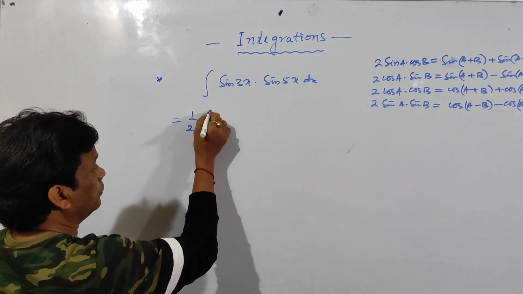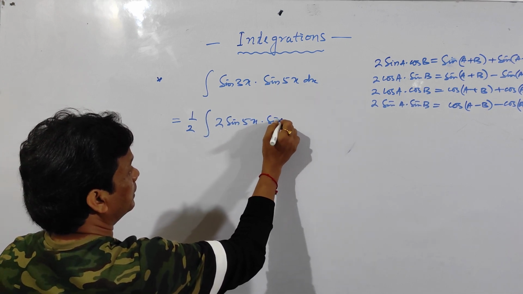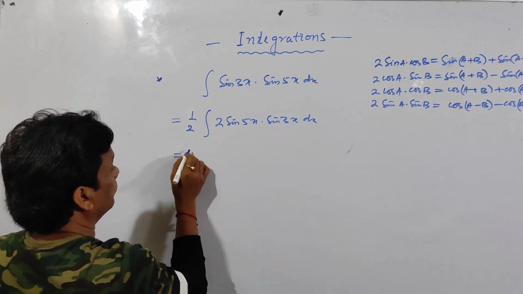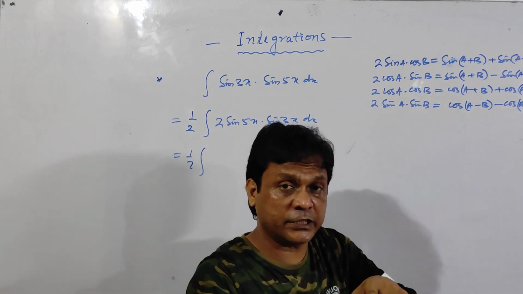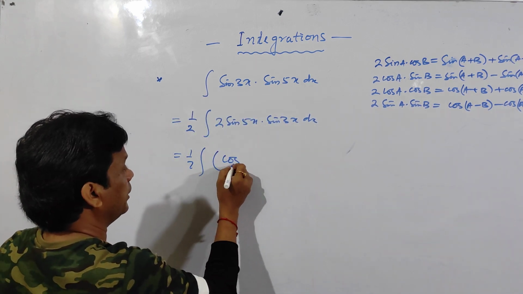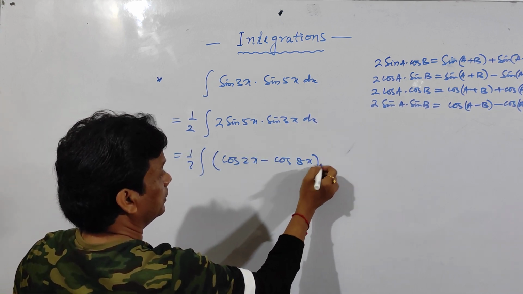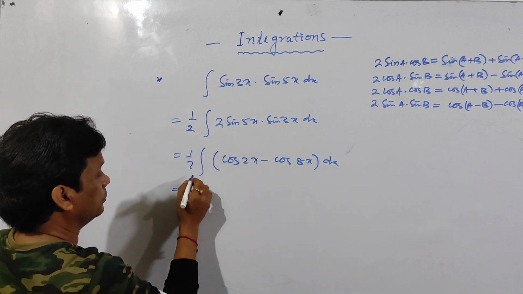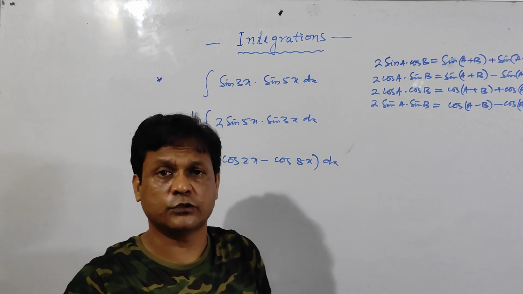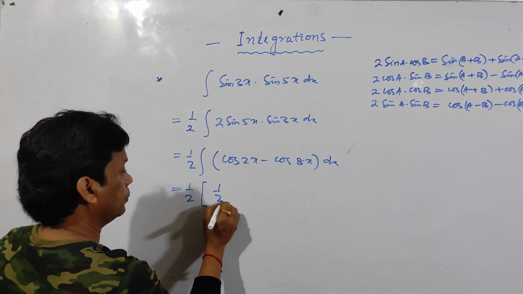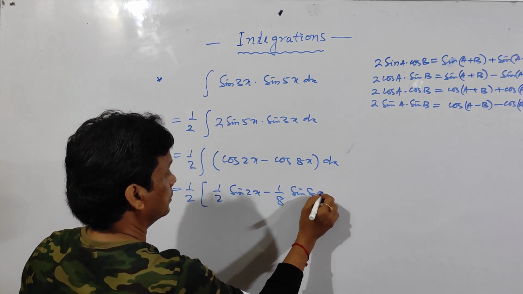So divide by 2 and multiply by 2, you should write the larger angle first: sin 5x into sin 3x into dx. So what is the formula? 2 sin A into sin B is cos(A minus B) minus cos(A plus B). So it is cos(A minus B), this minus this, it is 2x, minus cos(A plus B), it is 8x, into dx. So 1 by 2. Apply the formula for cos mx, which is 1 by m sin mx. So 1 by 2 sin 2x minus 1 by 8 sin 8x. So this is the answer.